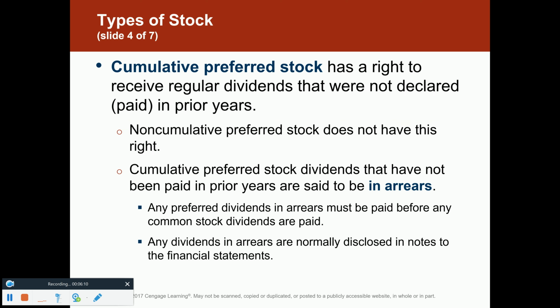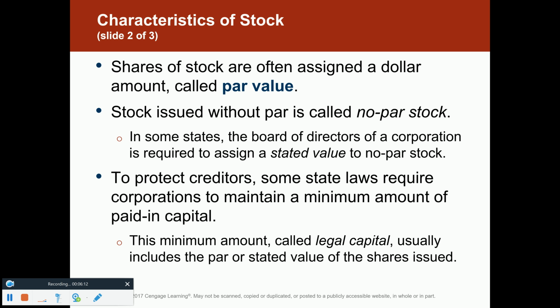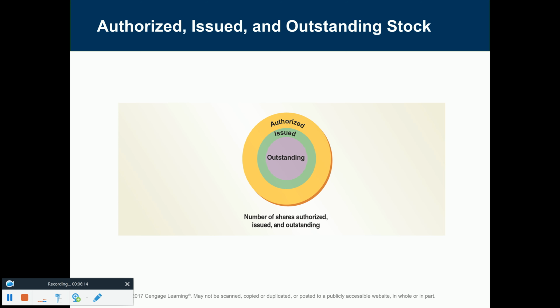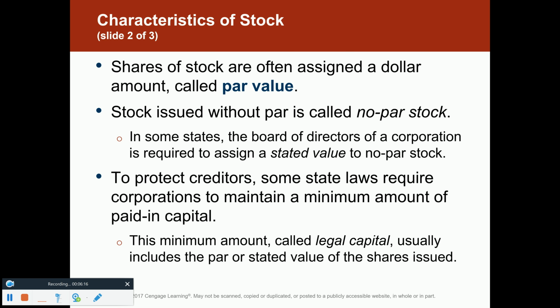Okay, let me back up. So selling the shares at par value, let me give you an example. It doesn't look like I have a journal entry here. So here's the example. I sell 100 shares of stock. Each share of stock has a $1 par value. And say I sell the stock for $3 each.